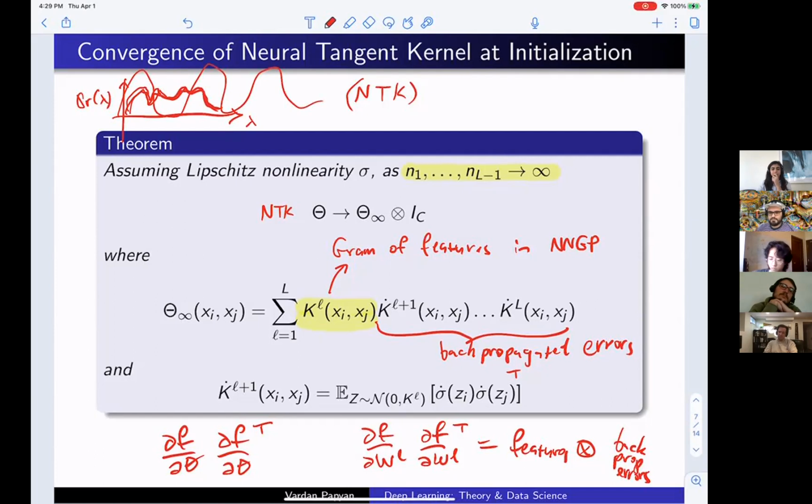It does make sense. Okay. Can I ask a question? Yeah. Is this statement independent of the values of the weights, or is it just at the beginning of training? It is at the beginning of training. That's a good point. This statement is about the beginning of training. Okay.